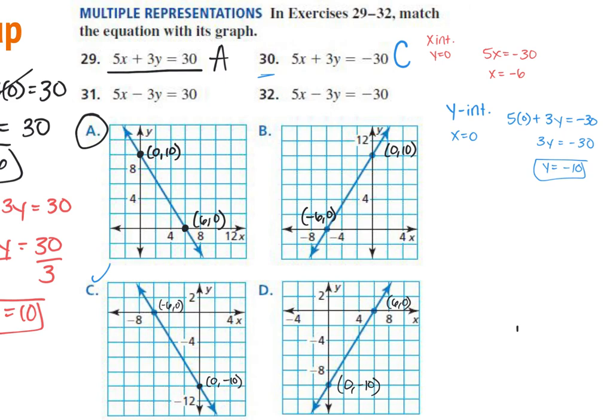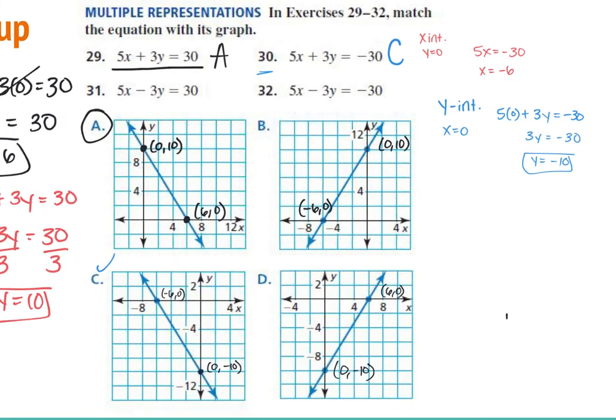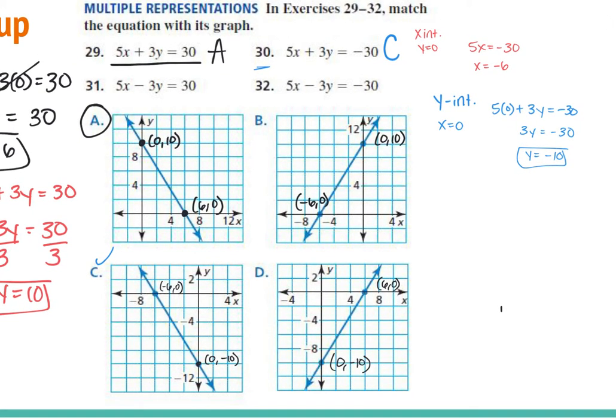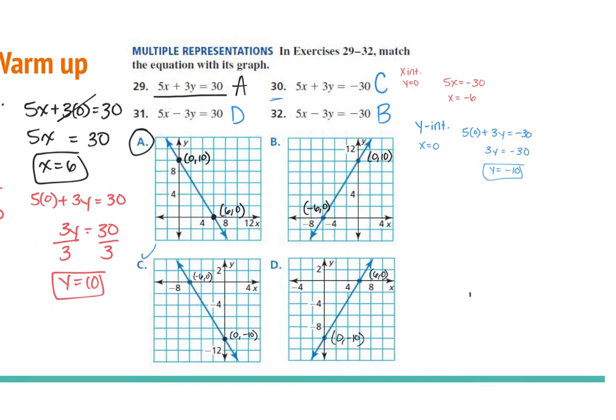Okay, if we do the exact same method for 31 and 32, what do you think 31's answer is? Did anyone get 31? Pedro, what'd you get? I got D. You got D? Yeah. And 32? B? Very good. Okay. Any questions on the warm-up?